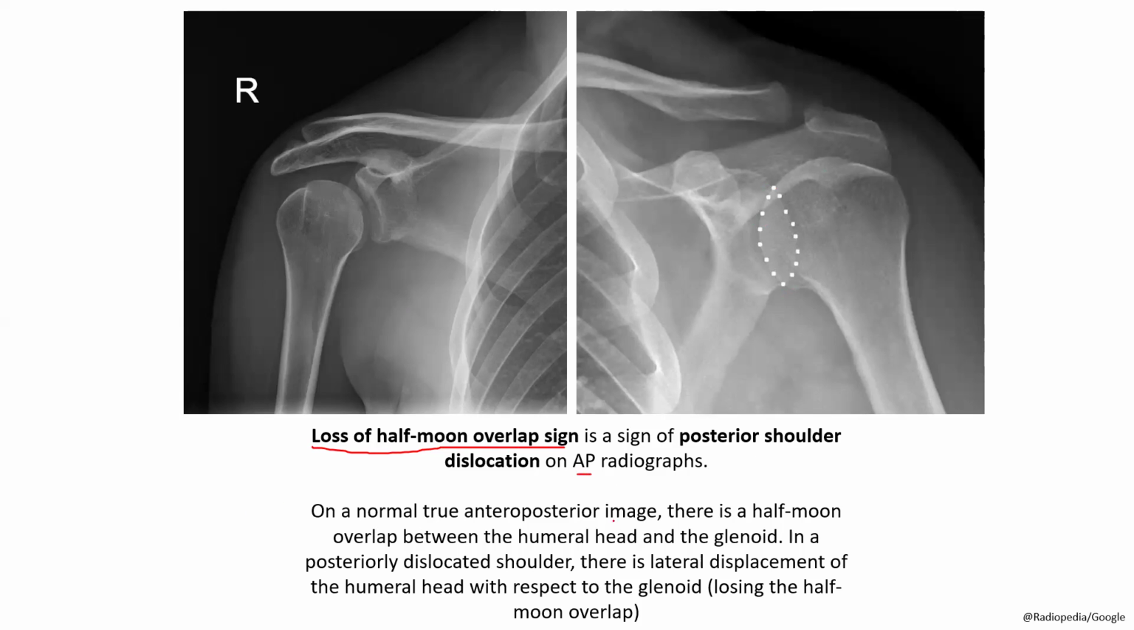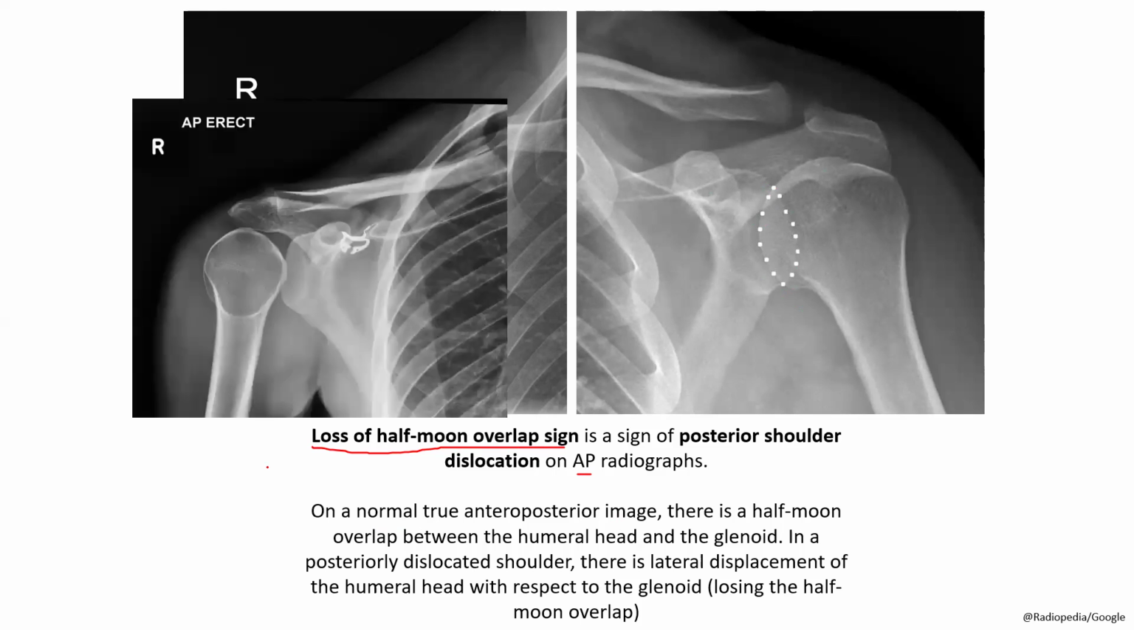On a true AP image, we must see a half moon overlap between the humeral head and glenoid. If this overlap is not seen, we must suspect posterior shoulder dislocation. There is one more sign which is described in posterior shoulder dislocation, and that is the light bulb sign.